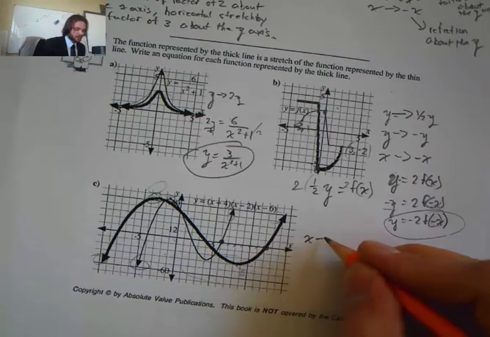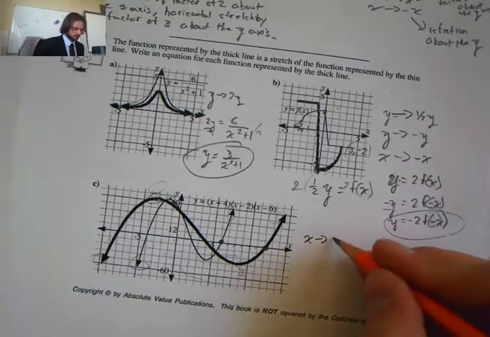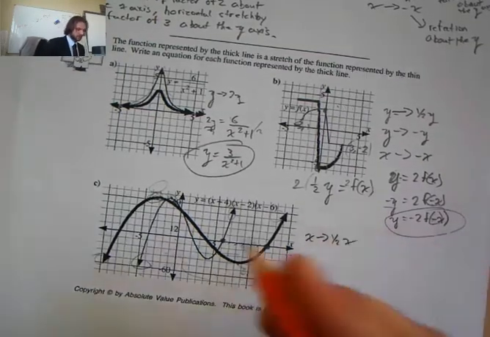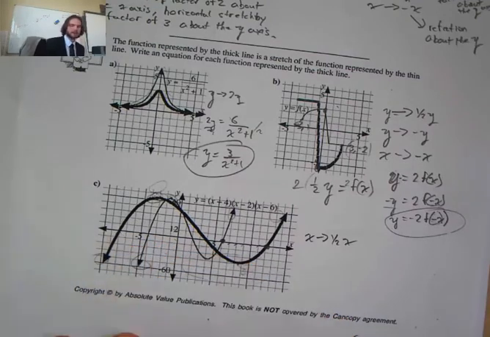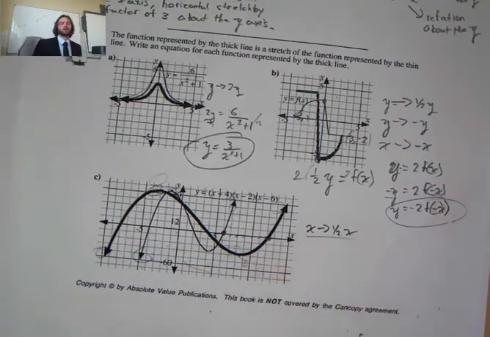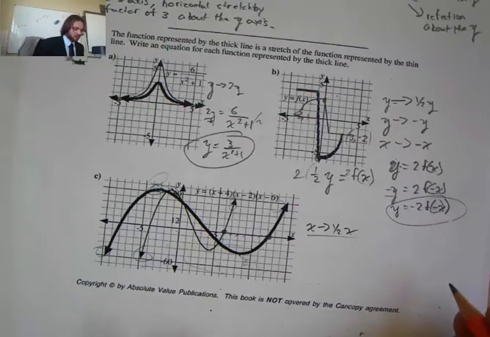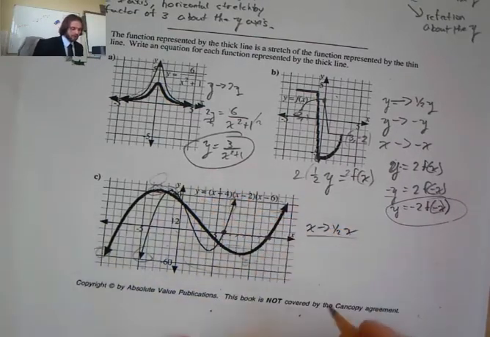So x is replaced with, okay, let's try this one. This is 4, that's 8. So x is replaced with 1 over 2x. That's my only shift. So then I have to put 1 over 2x for everything.